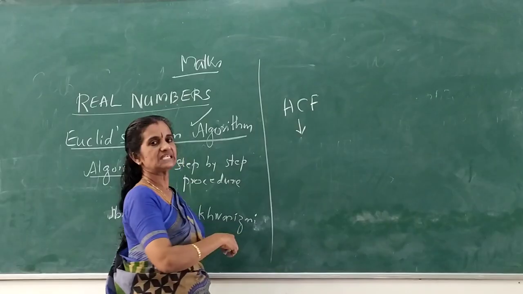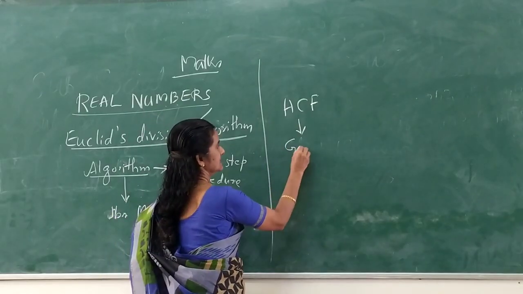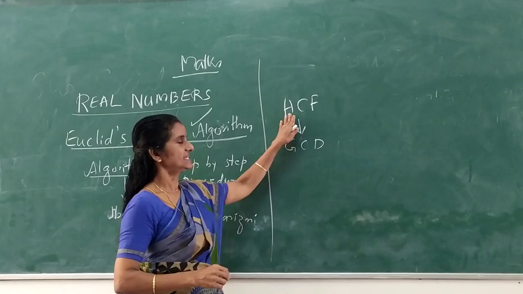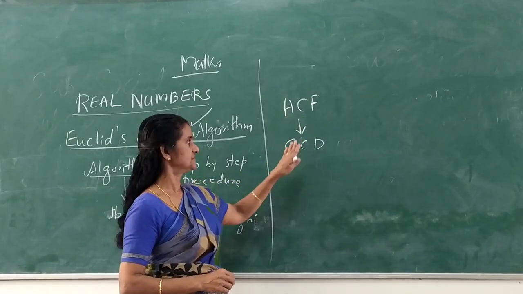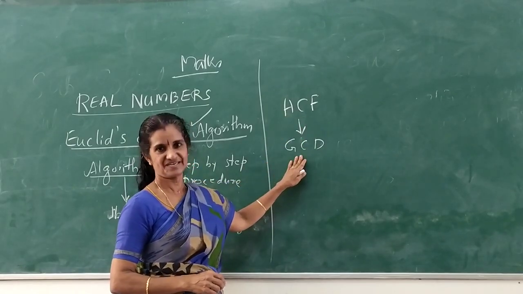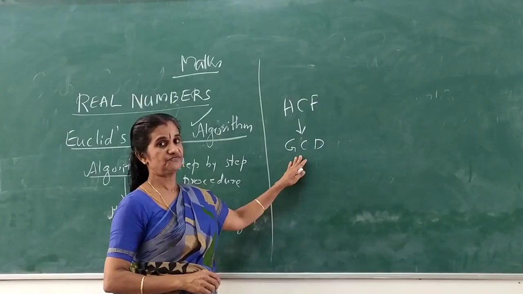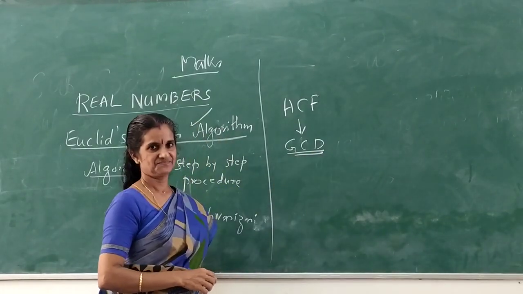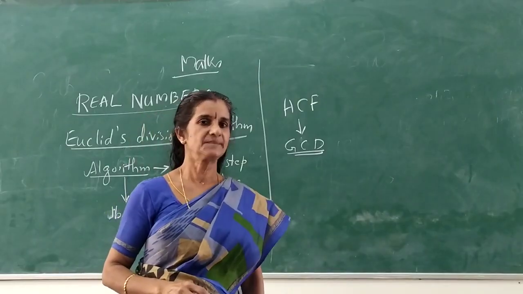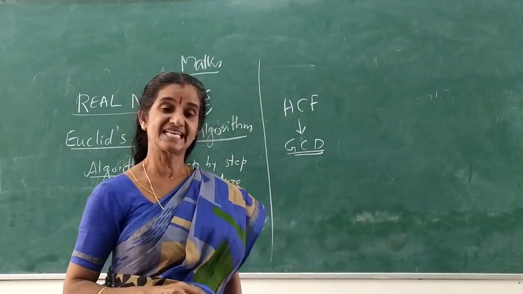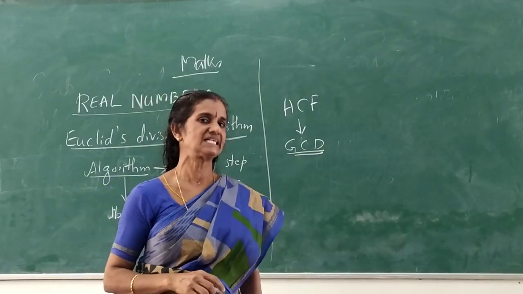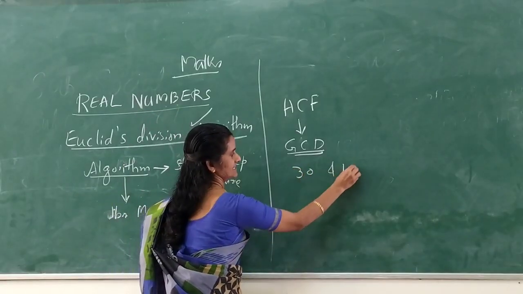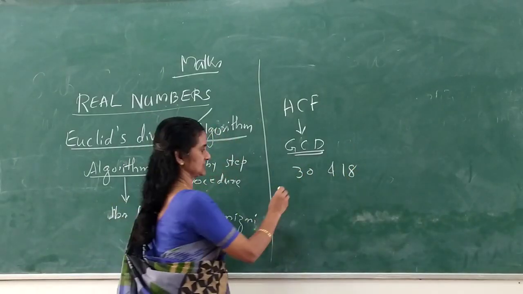Children, you are familiar with the term GCD, the greatest common divisor. HCF is another term which refers to GCD of two given numbers. You know how to find the GCD of two given numbers by factorization. Now let us recall the steps involved in finding the greatest common divisor, that is GCD, of two numbers 30 and 18 by factorization method.